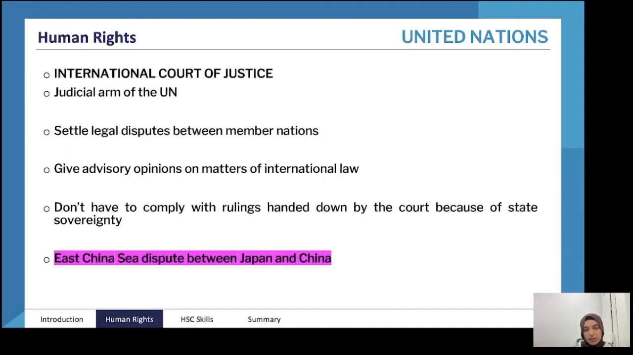Then we've got the International Court of Justice. So this is a judicial arm of the UN. They settle legal disputes between nations, and they give advice on matters of international law if they need it. They don't have to comply with the rulings handed out because of state sovereignty, though. So really it's just advice, or it's just recommendations that can happen. But at the end of the day, they don't really have to. The country doesn't have to follow anything. The East China Sea dispute between China and Japan is an example of that.